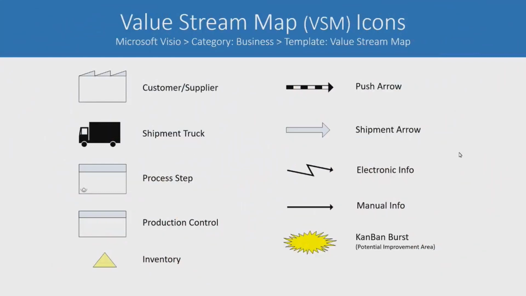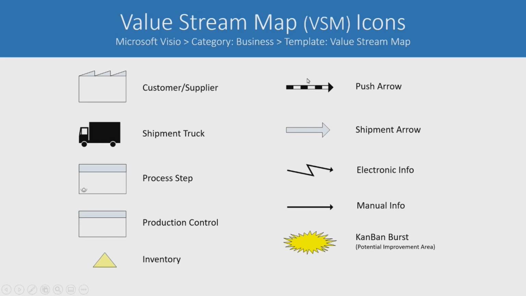All right, so you're now ready to do a value stream map of a process or a particular product or a service, because you want to have an understanding as to what's really going on from a high level perspective. But before you can even start, you need to understand the icons. So these icons are very specific. You have your customer supplier icon, shipment truck, because you need to get things to and from. Process steps become really important, and we'll talk about that soon. You have your production control, inventory.